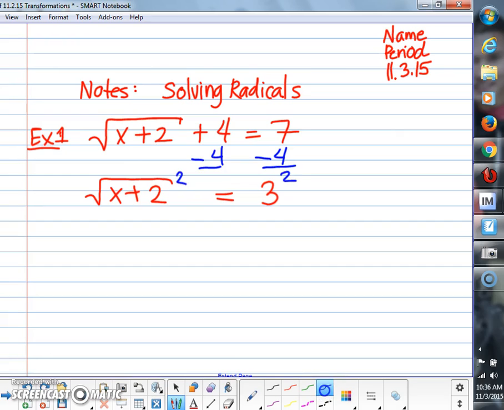So I square both sides, and the square root and the square end up canceling each other out. So you're just left with x plus 2 is equal to 3 squared. So what happened to the squared and the square root? They cancel each other out. Yeah, they cancel each other out. You're just left with x plus 2. Now can I solve for x? Yeah. What would you guys do first? Simplify or subtract?